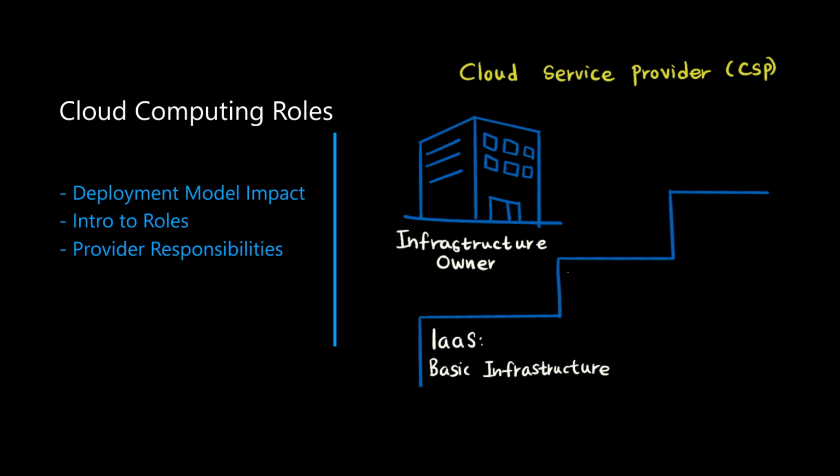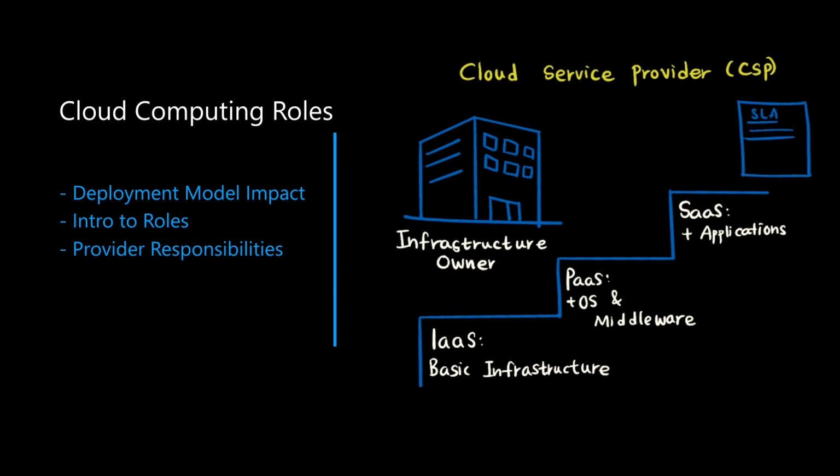The CSP's responsibilities vary depending on the service model. In IaaS, they provide basic infrastructure. In PaaS, they also manage operating systems and middleware. And in SaaS, they handle everything, including the applications. CSPs must ensure service availability, maintain security of the infrastructure, comply with relevant regulations, and provide clear service level agreements to their customers.